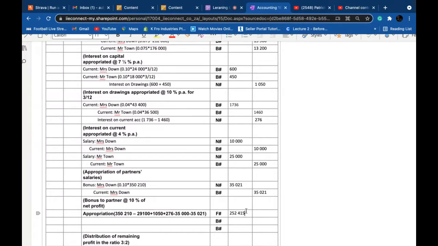Now the question is, how much is each of these partners actually going to receive? So we then say, okay, we know we're going to credit their respective current accounts since we're rewarding them.